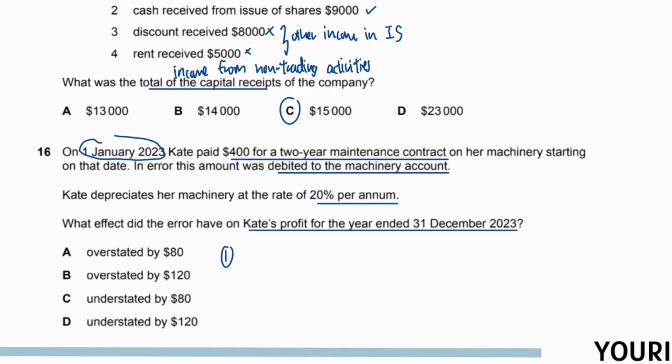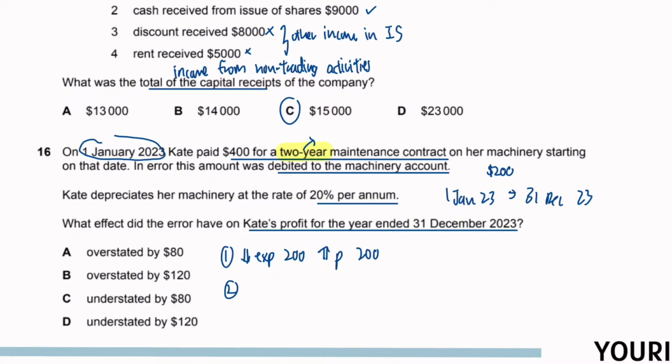First, because she paid 400 for a 2-year maintenance contract, this one is a key point. If it's 1 year from 1st Jan to 31st December, this is 1 year. So the real maintenance expense that Kate incurred is $200. However, she did not record this as an expense. So as a result, the error is that she understated the expense by 200. So profit will be overstated by 200. Okay, first one.